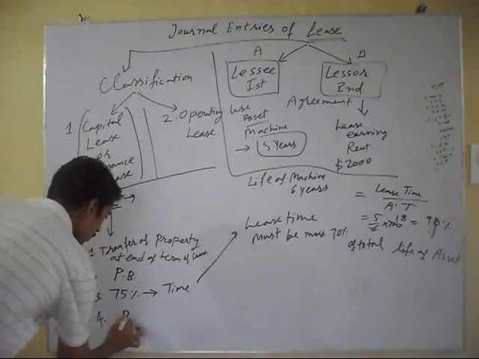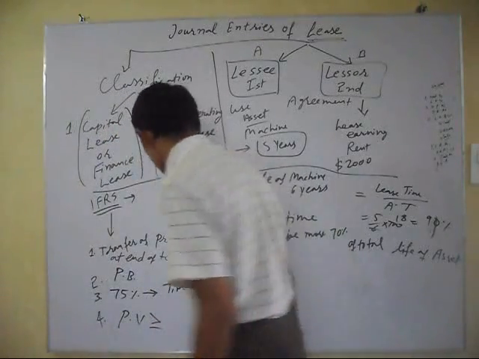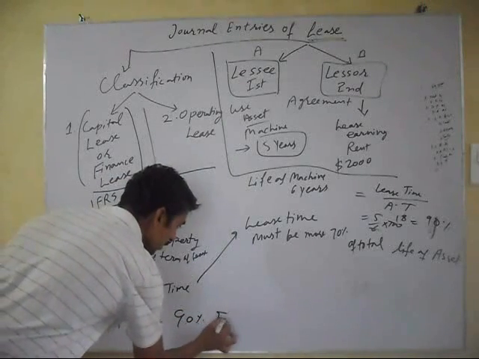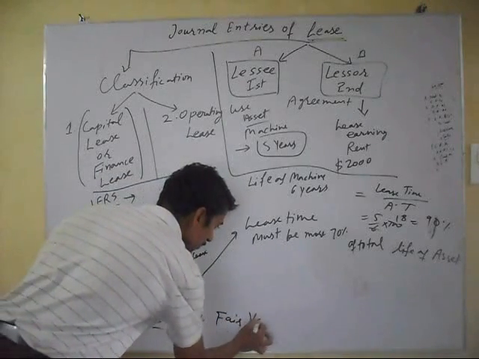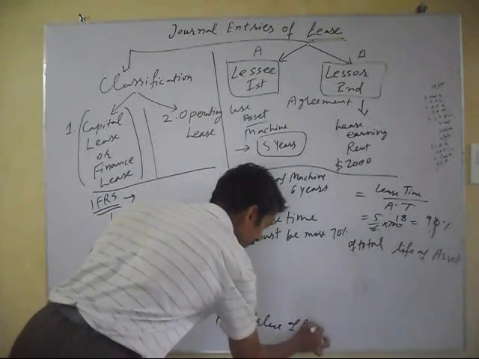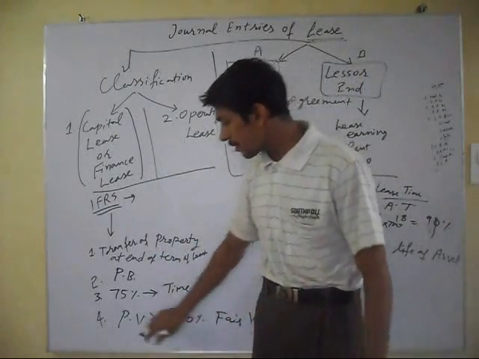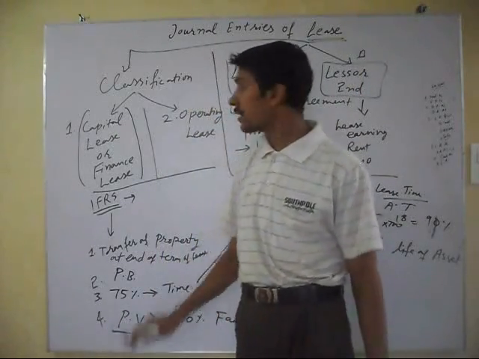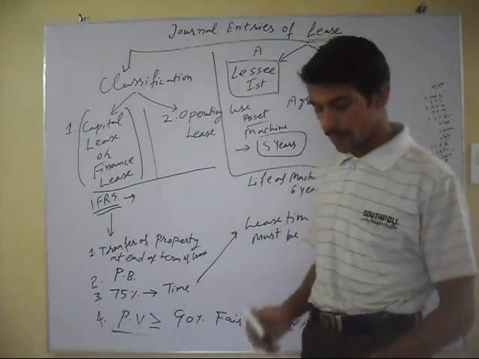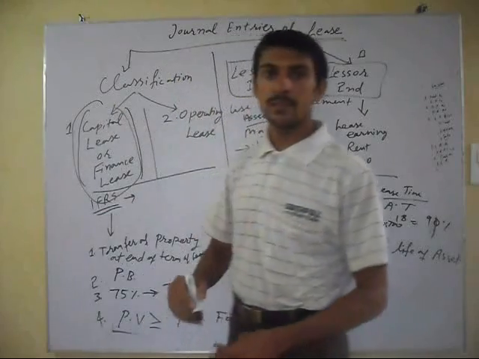And last, the present value must be equal to 90% of the fair value of the asset. If we sell the asset, its 90% will be the present value, then it will be the capital lease, otherwise it is an operating lease. Now we will treat first the capital lease journal entries.